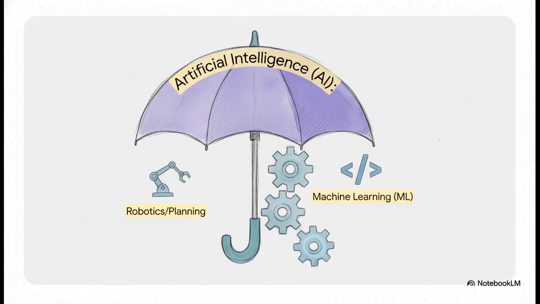The easiest way to think about it is this. AI is the big broad goal. It's the whole idea of making machines smarter and more helpful. Machine learning is one of the most powerful ways we achieve that goal. So you could say that all machine learning is a type of AI, but not all AI uses machine learning.